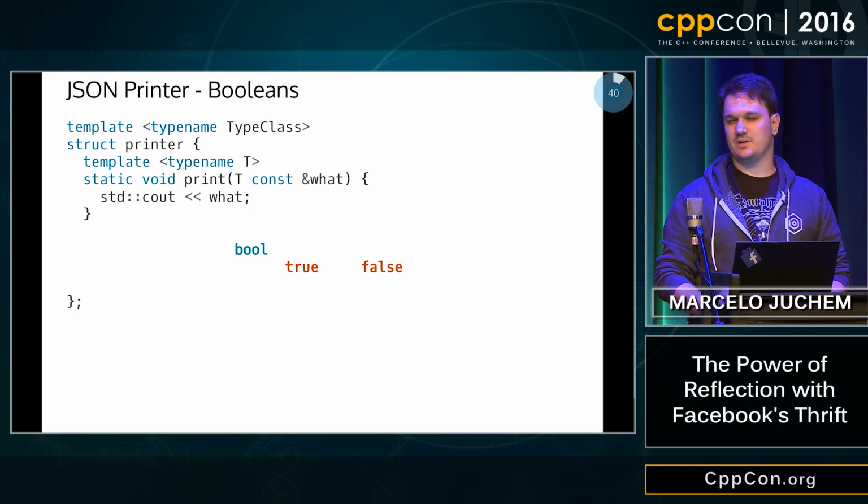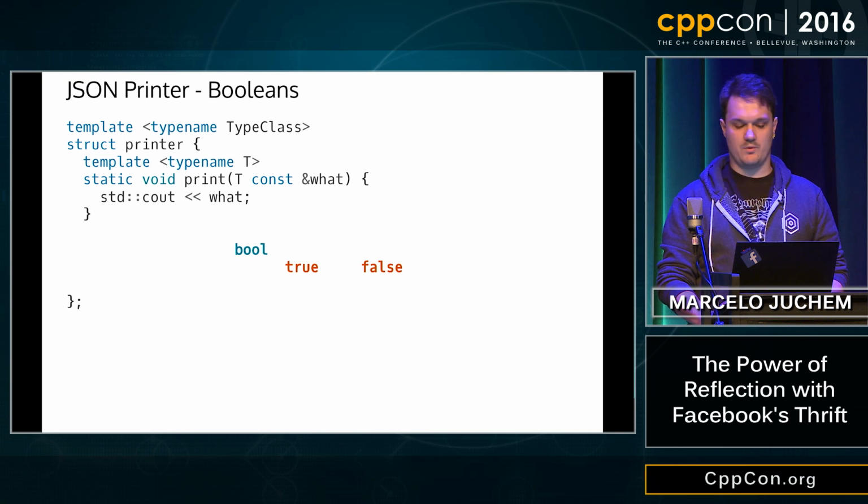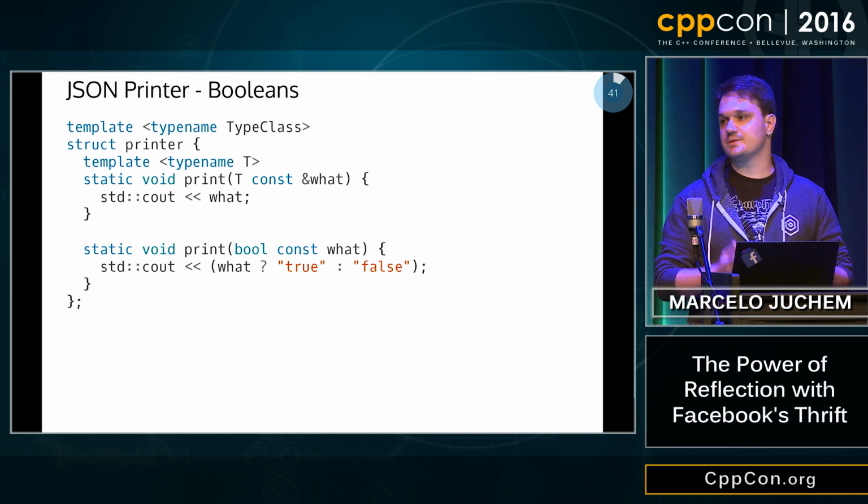For booleans, we want a slightly different format. We want to write true and false instead of 1 and 0. We could use bool alpha, but we're just not going to do it, just for the sake of an example. So we just write an overload for bool, and there we have it.